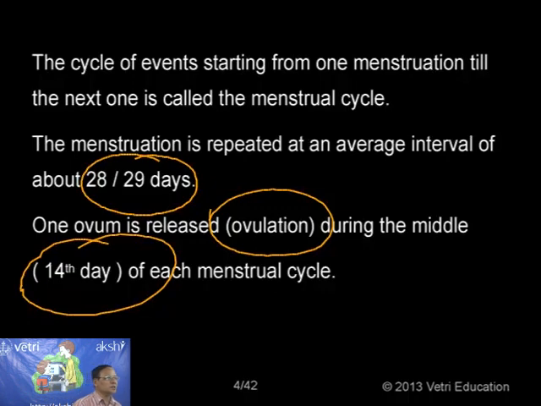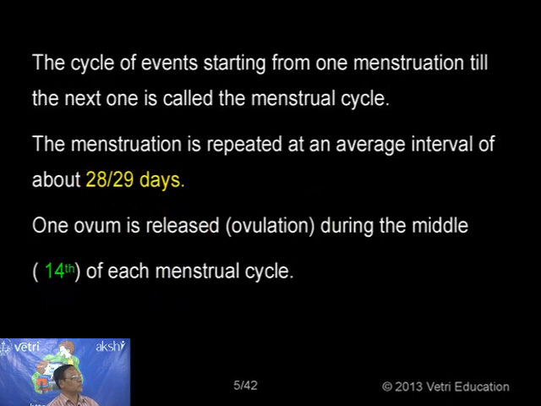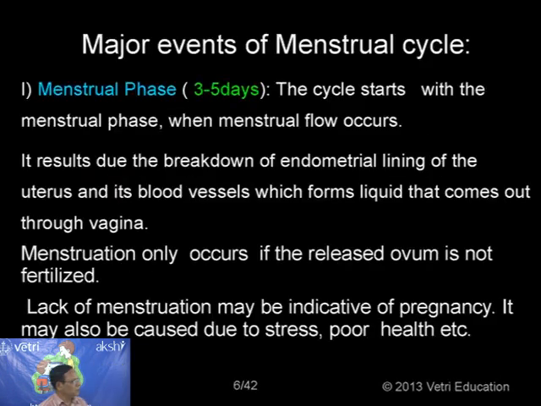Anyway, the egg is released on every 14th of every cycle. That day is called the ovulation day. Now, what are the changes happening during that time? See the menstrual cycle. What are the major events of the menstrual cycle? Starting with the bleeding phase, the menstrual phase, it lasts for 3 to 5 days. In some books the first stage is given as the follicular phase, the next the luteal phase, and finally the menstrual phase.